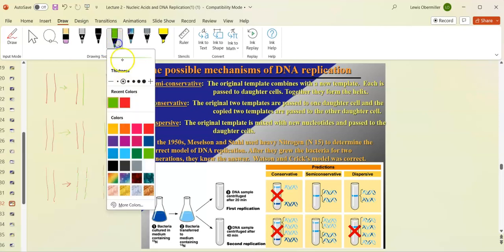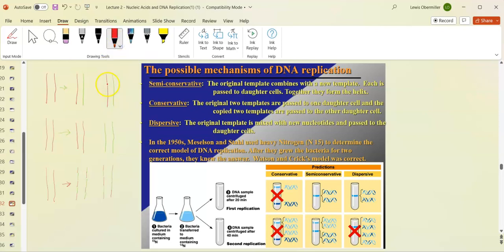So this one here is semi-conservative. This one is fully conservative, and then this one is dispersive. So those are the three possible ways that DNA could replicate itself. So Meselson and Stahl did an experiment.